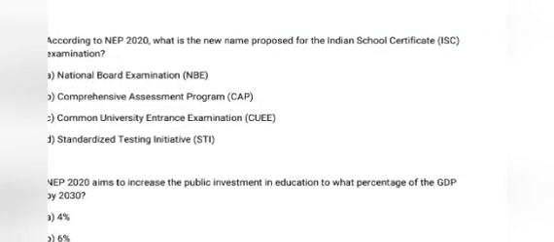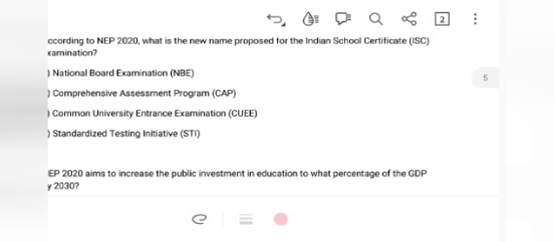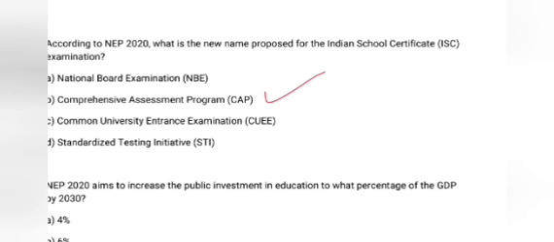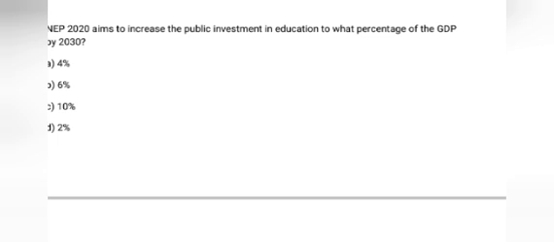Next, according to NEP 2020, what is the new name proposed for the Indian School Certificate ISC examination? Okay, it will be Comprehensive Assessment Program, in short CAP. Then NEP 2020 aims to increase the public investment in education to what percentage of the GDP? 4, 6, 10, 2, it will be 6%.